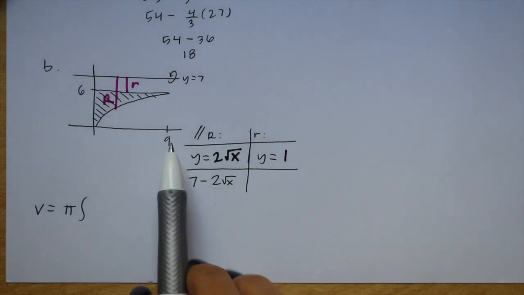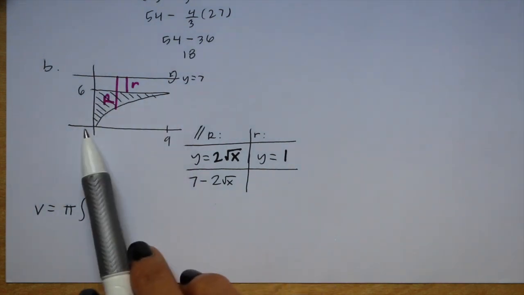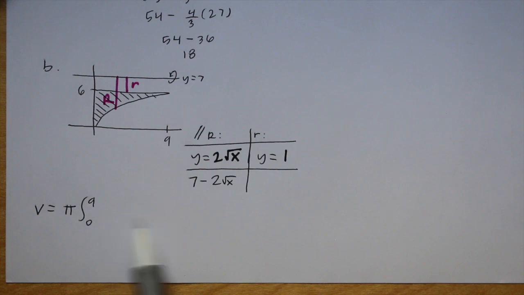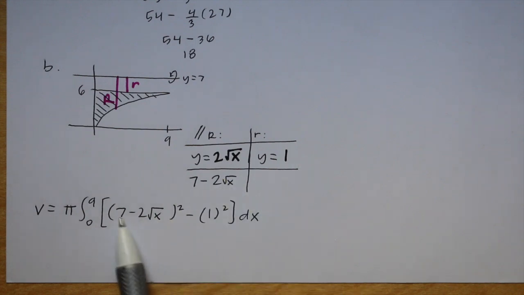Okay, I got these labeled, so this is a dx problem in the x direction. Look at your shaded region, and your shaded region exists from 0 all the way to 9, so that's going to be our limits. And for a washer method, the integrand is capital R squared minus lowercase r squared. So we take these expressions and plug them in for capital R squared minus lowercase r squared.